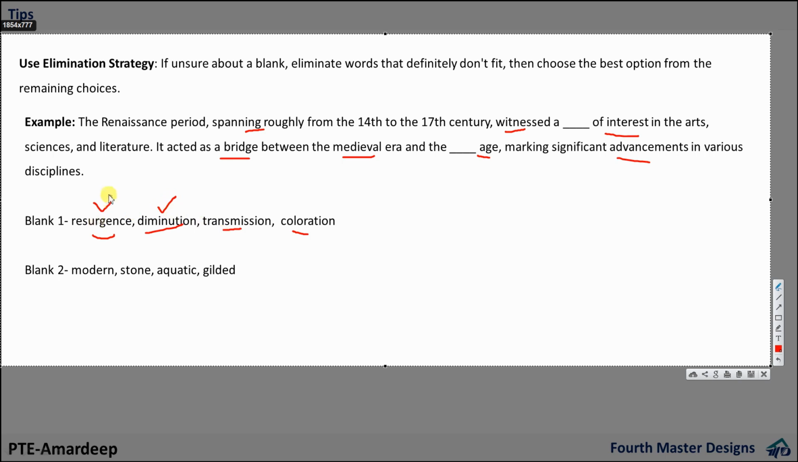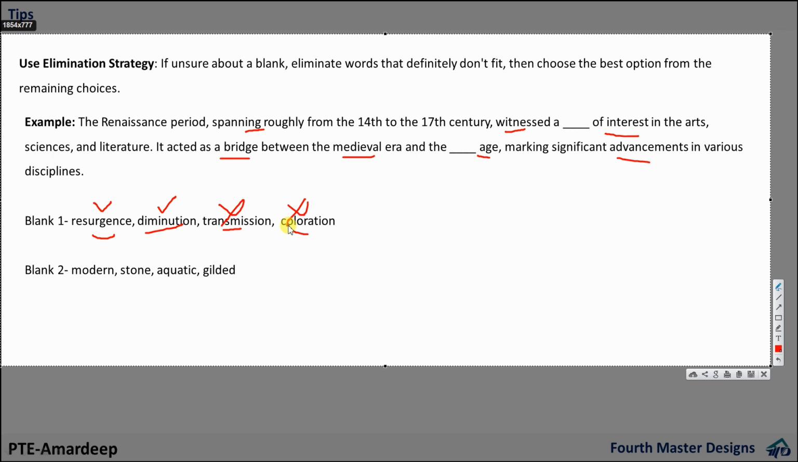Let's say if you do not know diminution, leave it. Transmission. Resurgence maybe, because the surge word is there. So resurgence, I'm sure you are aware of this. Diminution, fine, leave it. Transmission, witness the transmission. If it is transmission, then there should be transmission from X to Y, something like that. Transmission in the earth, transmission from where? So it doesn't make sense at all. Witness the coloration, it doesn't make sense at all here. So I can eliminate number 3 and number 4. Now, what are the words left? Resurgence and diminution.